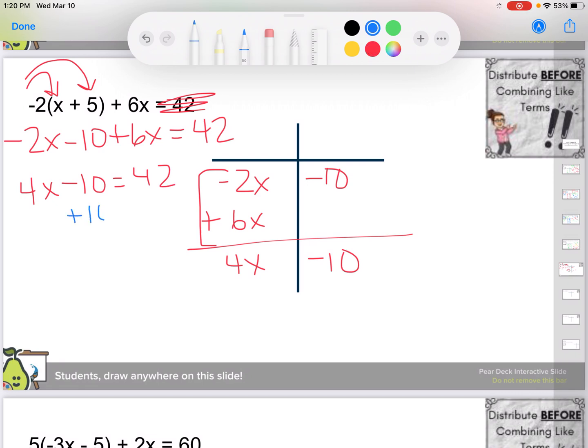So now I'm going to add 10 to each side. I'm left with 4x equals 52. Then I'm going to divide by 4 on each side. So x equals 13.